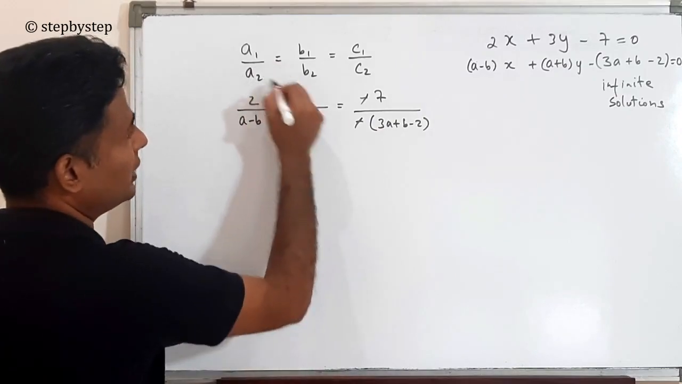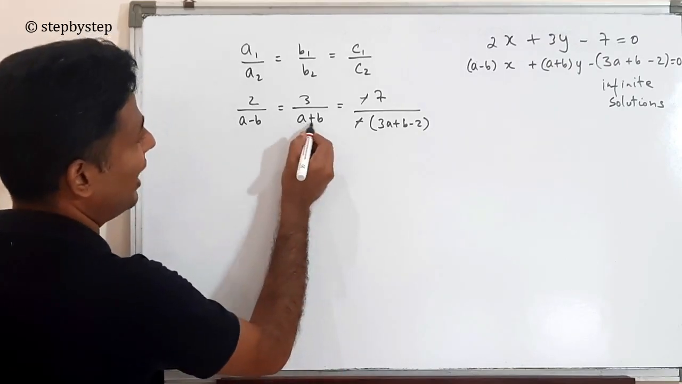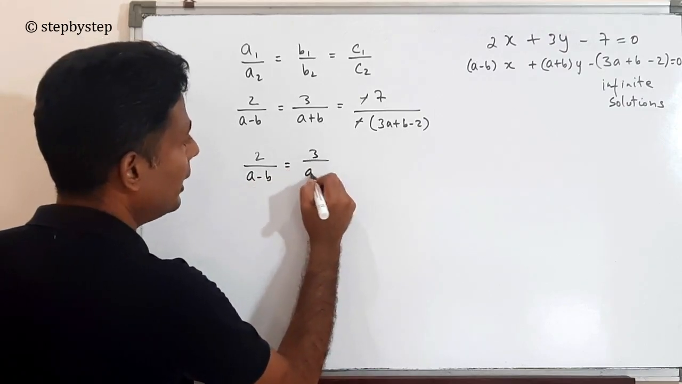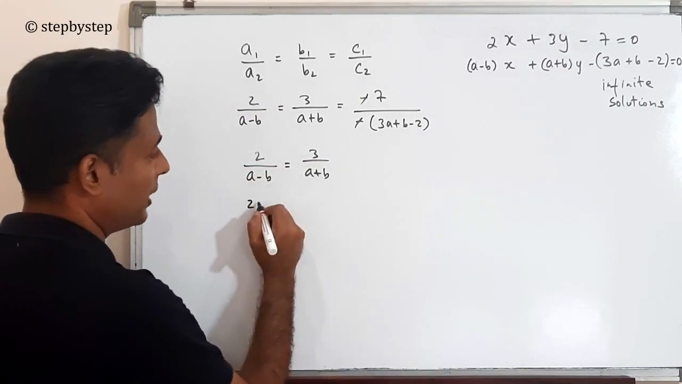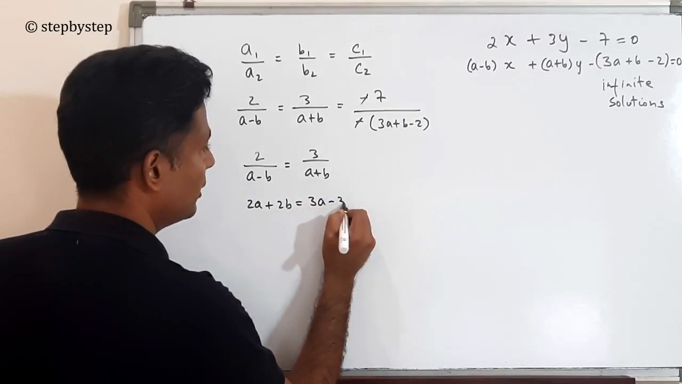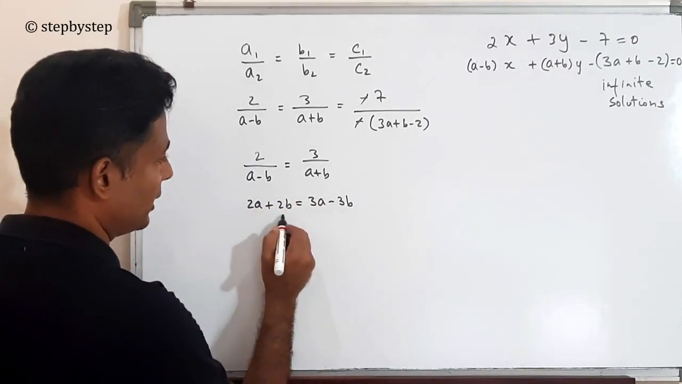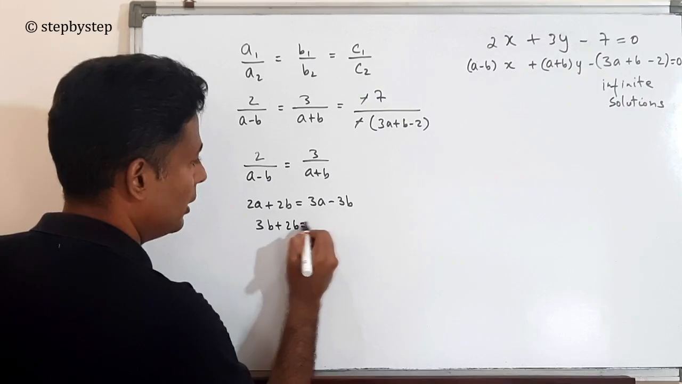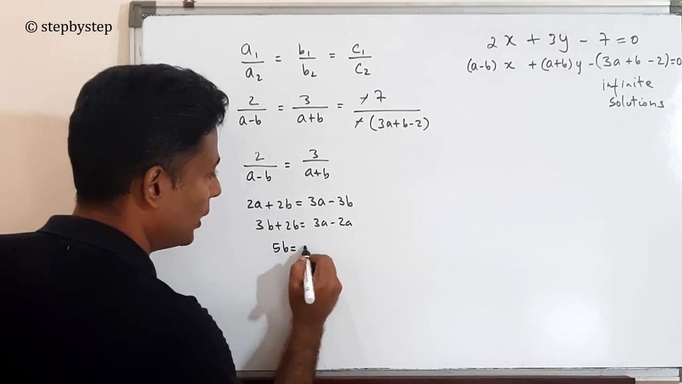Now we'll use the first two, A1 by A2 equal to B1 by B2, to form the first equation. So what do we have? 2 by A minus B equal to 3 by A plus B. From here, I'll transpose on both sides. I'll get 2 into A plus B. So 2A plus 2B equal to 3A minus 3B. Right? Now I'll transpose A terms on one side, B terms on the other side. So I'll bring minus 3B here. It becomes 3B plus 2B equal to 3A minus 2A. So I get 5B equal to A.